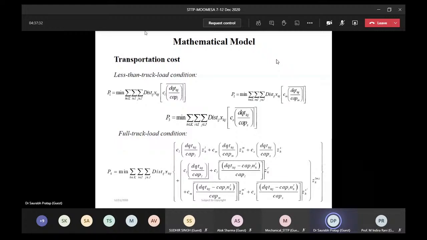So there will be two scenarios: either the product will move with a full truck capacity, or it will be less than truck load capacity. It means in that case the truck will be vacant, maybe slightly vacant, maybe half vacant, depending on the scenario. So what will the transportation cost be in both scenarios?